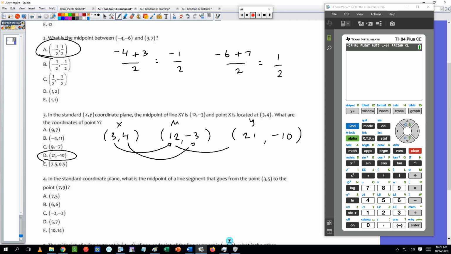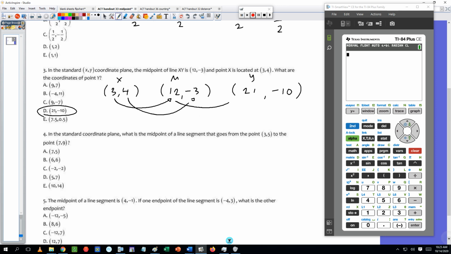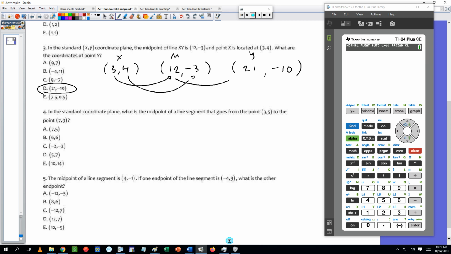In the standard coordinate plane, the midpoint of the line segment goes from the point to the point. What is the midpoint? Here I'm just going to use my basic formula. I'm going to take my x's and average those. 3 and 7 make 10. That's going to give me a 5. And I'm going to average the y's. That's going to give me 14/2, which is 7. 5, 7 is D.